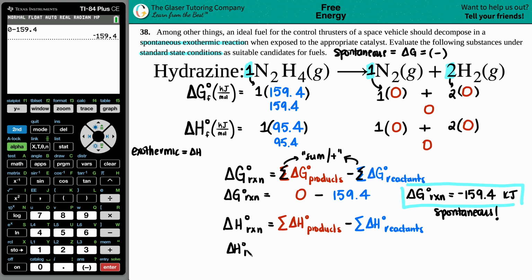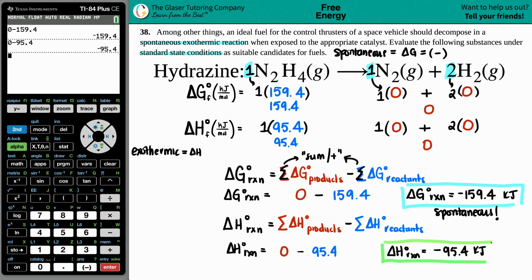Delta H is products, 0, minus reactants, 95.4. 0 minus 95.4, we know that that's a negative. We could always use our handy dandy calculator to get us there, right? 0 minus 95.4. Boop, there's the negative. But now the question is, is that negative exothermic or is that endothermic? Maybe I'll box this off first.